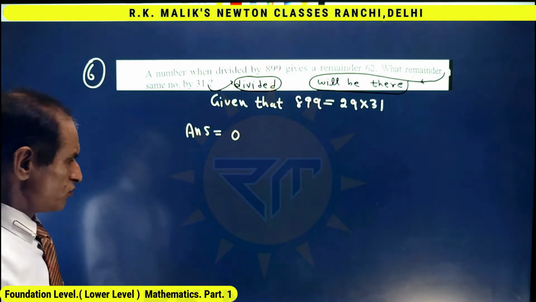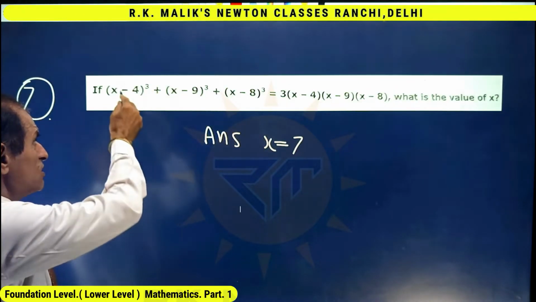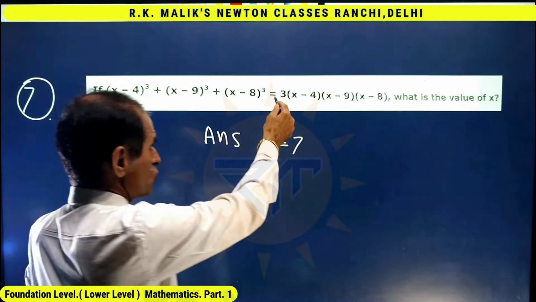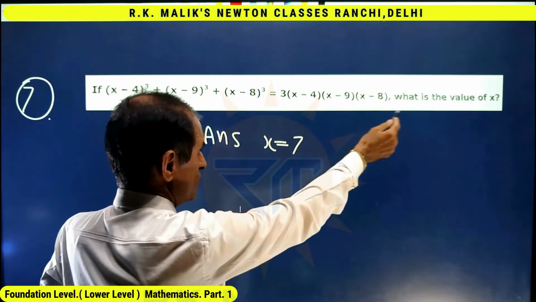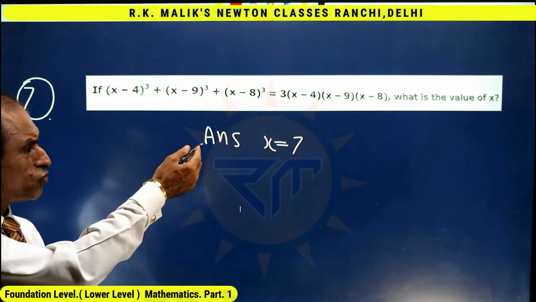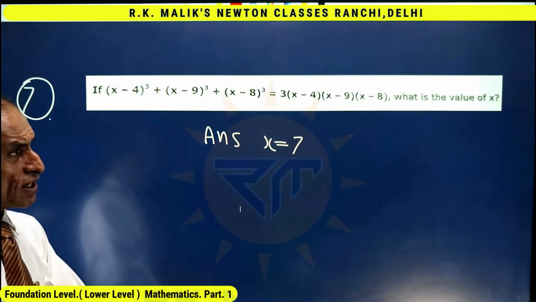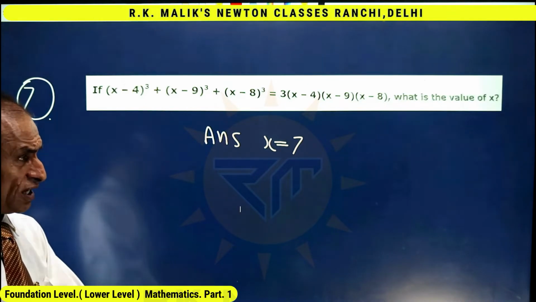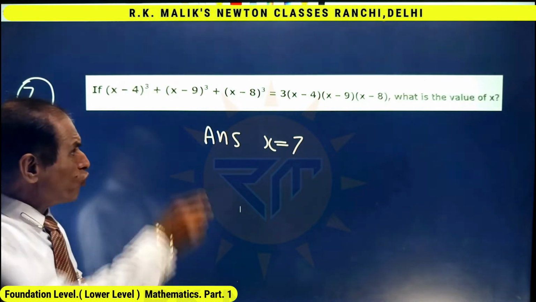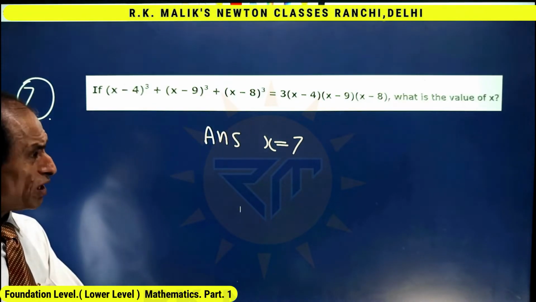Answer is 0. In this question, this equation is given to you: this cube plus this cube plus this cube is equal to 3 into this. What is the value of x? The normal way of doing this question will be to open these brackets and you will get a linear equation in x, and from that equation you can get the value of x. But opening the brackets is very lengthy. You have to think the smart way of doing this.